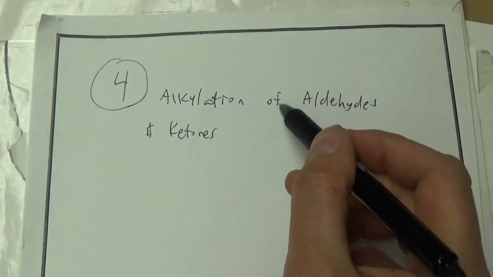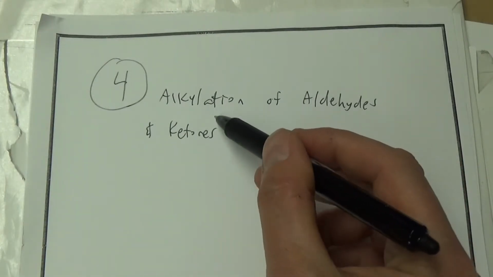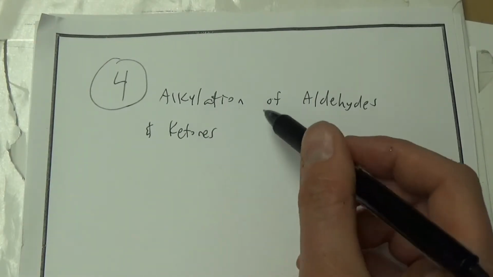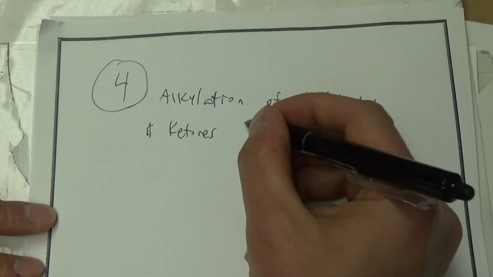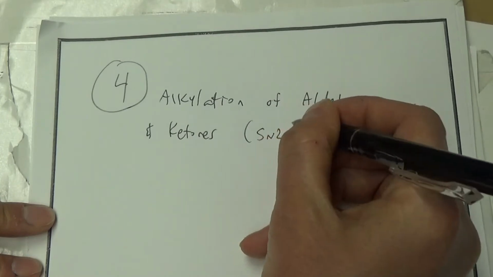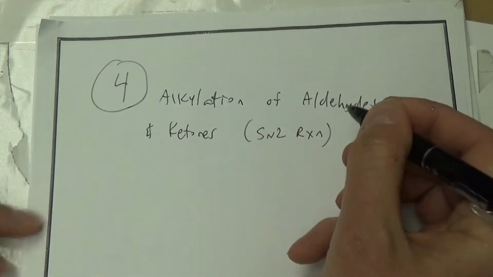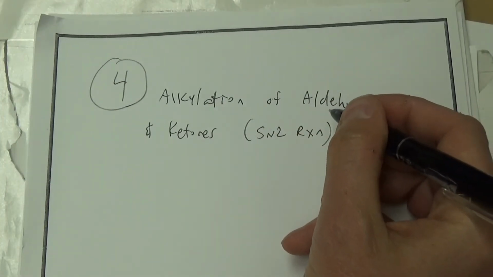Alkylation of aldehydes and ketones. So what does alkylation mean? It means attachment of an alkyl group, like a methyl or something, right? And this is an SN2 reaction, so it's kind of based on your organic 1 knowledge a little bit.